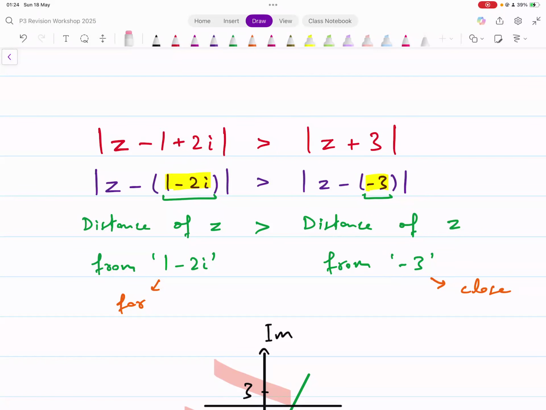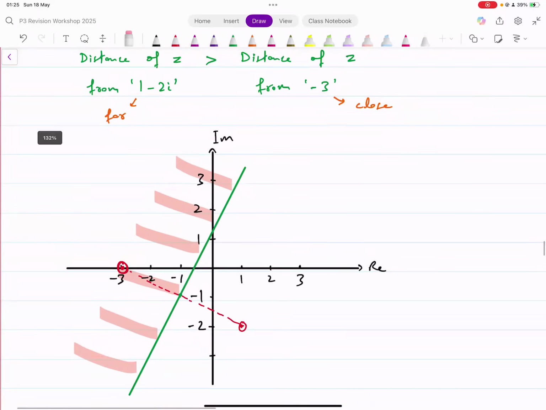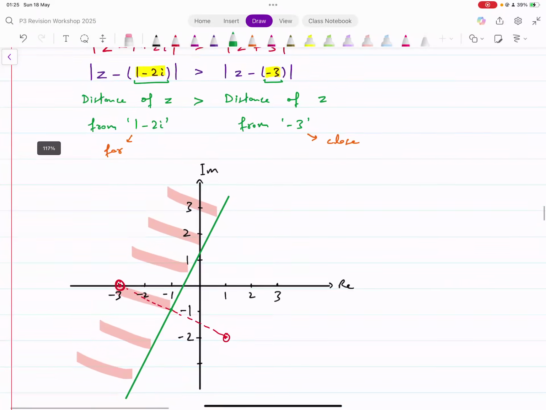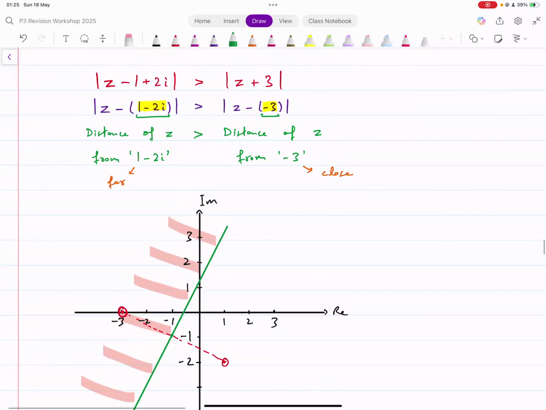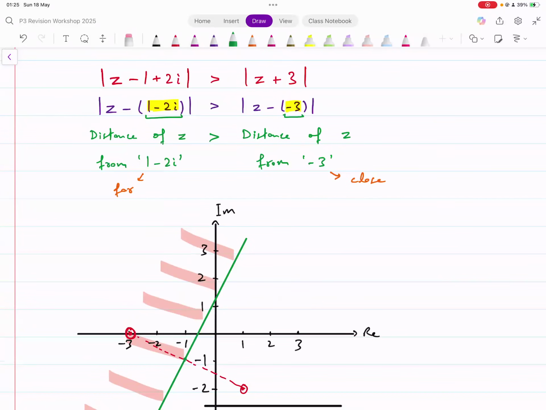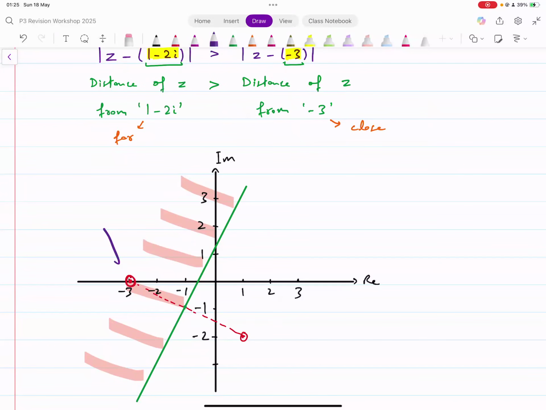So what you would do in this case is draw a perpendicular bisector and shade the side on which you have the number -3. Okay. It's not that when you have a greater than sign, you shade the upper region, and when you have minus, you shade the lower region. No. You have to think about which point you are closer to. So you're closer to -3, so you shade that side.